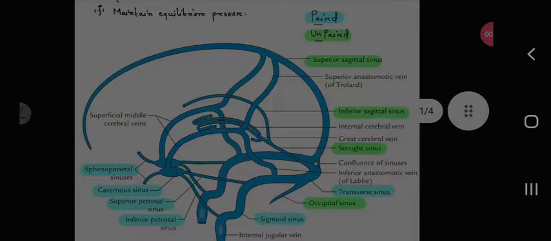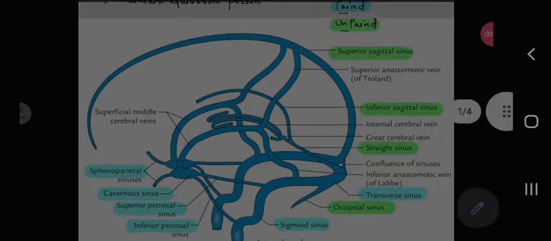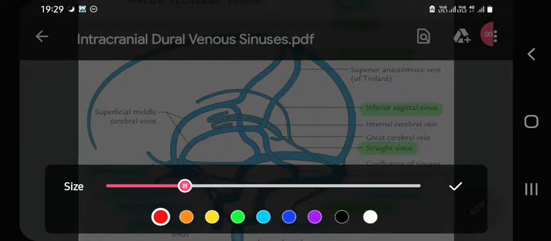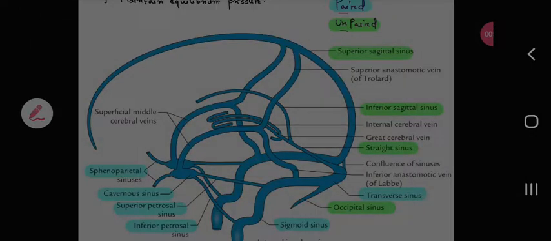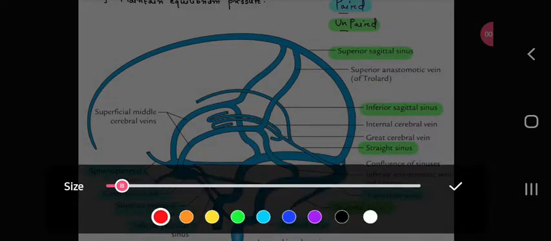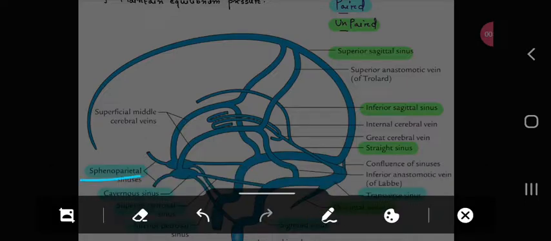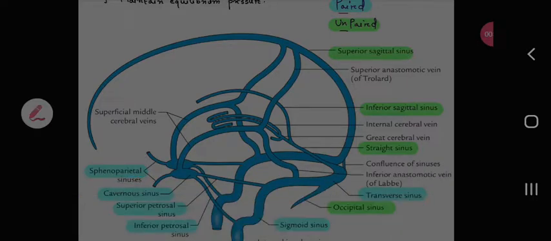So, paired and unpaired dural venous sinuses. Paired are in sky blue color. Paired sinuses are sphenoparietal sinus, cavernous sinus, superior petrosal sinus, inferior petrosal sinus, sigmoid sinus, and transverse sinus. And unpaired are superior sagittal sinus, inferior sagittal sinus, straight sinus, and occipital sinus.